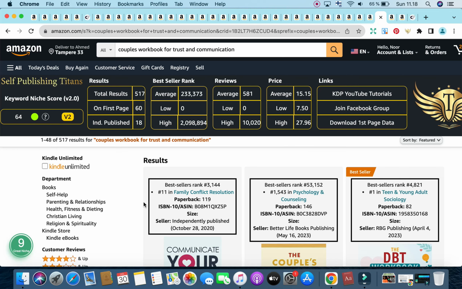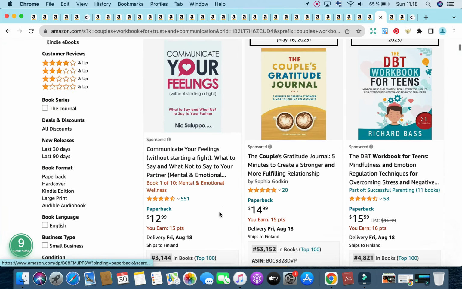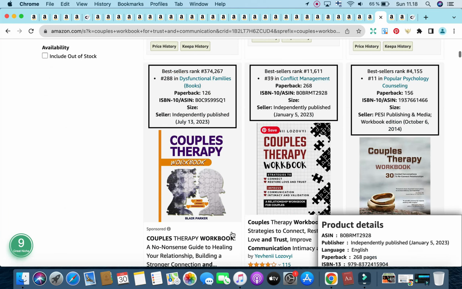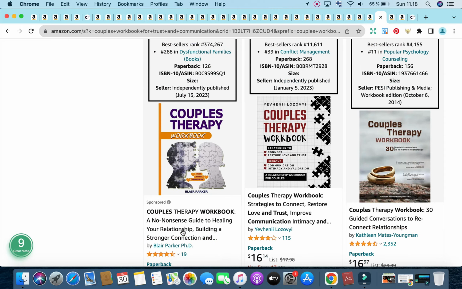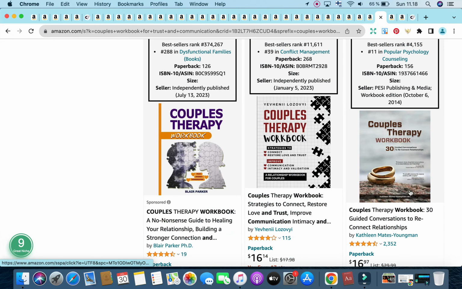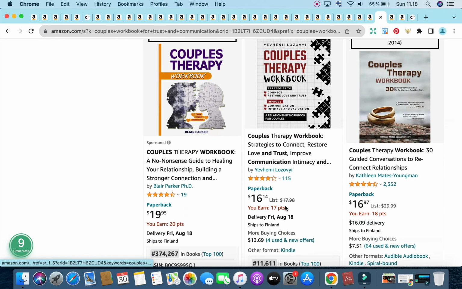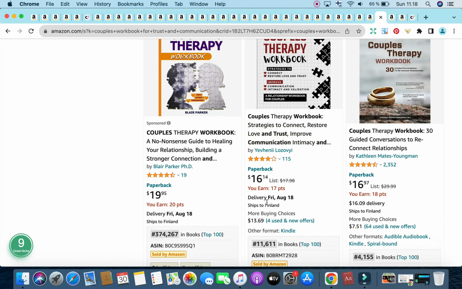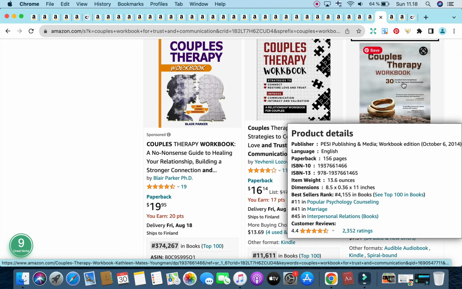Also, there are books that are selling quite well and have a beautiful bestseller rank. We do want to avoid the top 4 results, which are sponsored, and you can see that right over here on top of the title. It says sponsored, so avoid the top 4 results shown, and then head over to the next results. As you can see, the prices are quite similar, around that $16 range. There are a lot of exercises and a lot of worksheets, and this one has 30 guided conversations to reconnect relationships for helping with couples therapy.